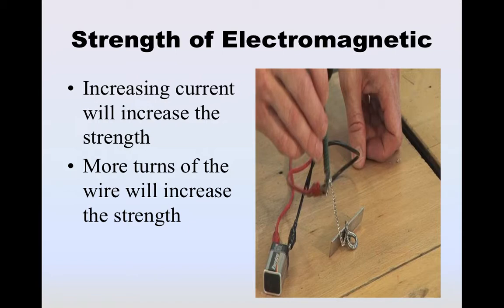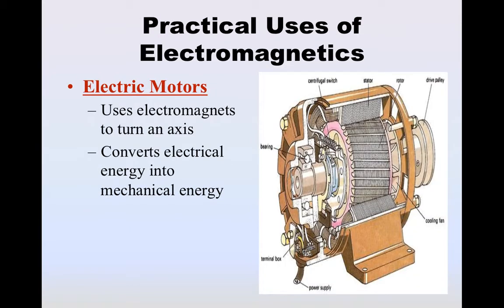Now, let's do the reverse. If I want to make my electromagnet not as strong, take some coils away. All right, so these are some things you can find in an electromagnet.